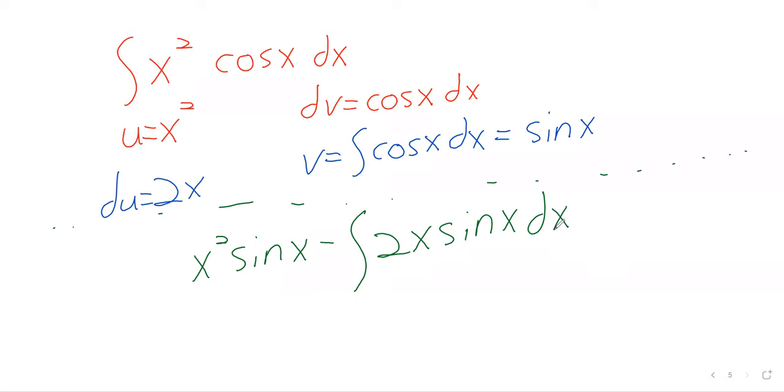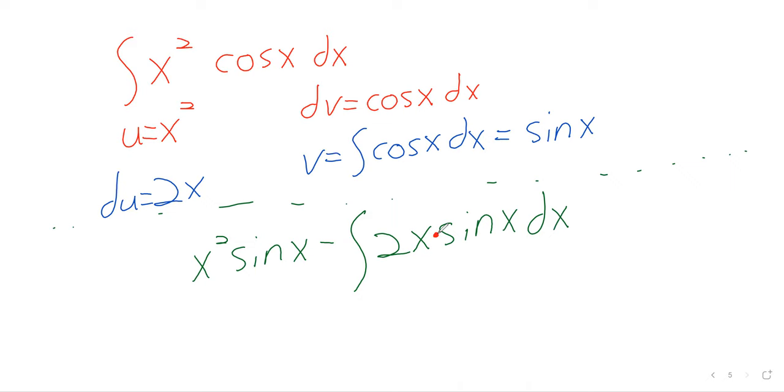I say things like that, I'm never sure how obvious they are. 2x is a first degree polynomial. It is a simpler expression than x squared. Meanwhile, the sine of x and the cosine of x are the same in terms of simplicity. They have almost identical graphs, basically the same properties. So we have made things simpler, but we haven't made things simple enough. We still have a product. We still have x times the sine of x.